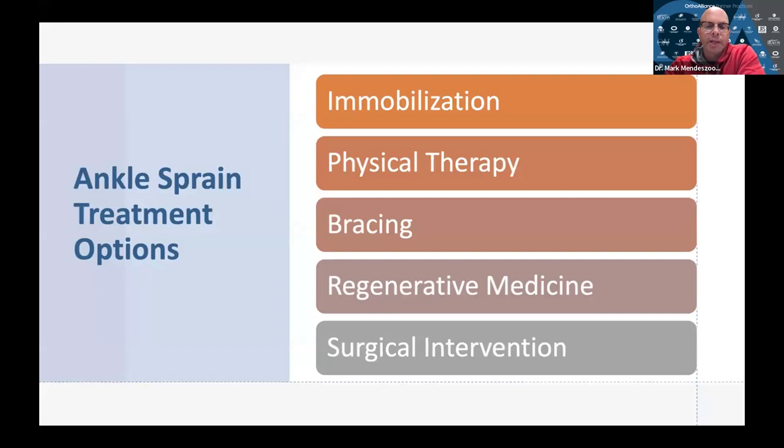Treatment options for ankle sprains: immobilization, physical therapy, bracing, regenerative medicine, and surgical intervention. Not everybody needs surgery and not everybody needs casting. And you have to really look at what sport the athlete is doing, how active they are, how old they are. And as mentioned earlier in today's series of lectures, children are treated definitely in a different light than adults because they have growth plates and bones are developing, and you don't want to damage them down the road.